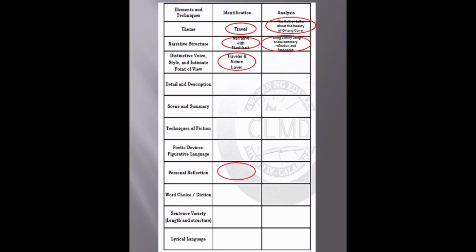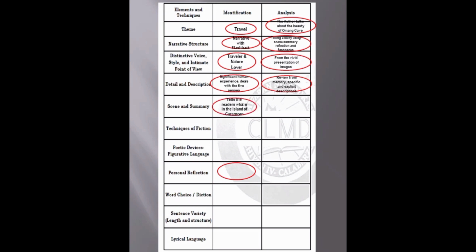The distinctive voice, style, and intimate point of view is that of the traveler and nature lover. Why? Because of the vivid presentation of images by the writer. Detail and description: this is a significant human experience which deals with the five senses. It is a review from memory, with specific and explicit descriptions.